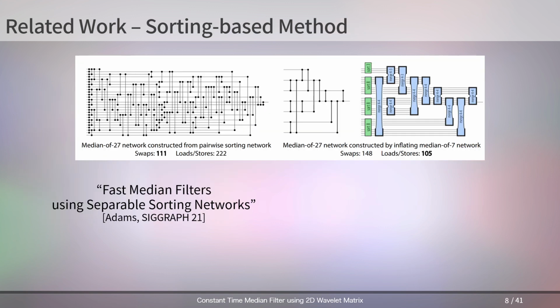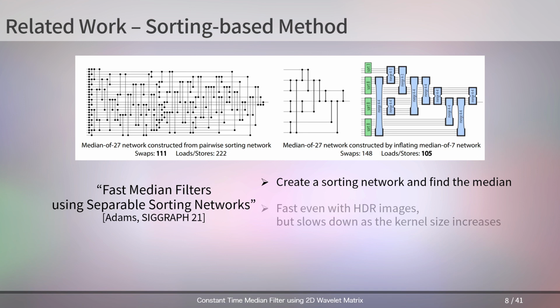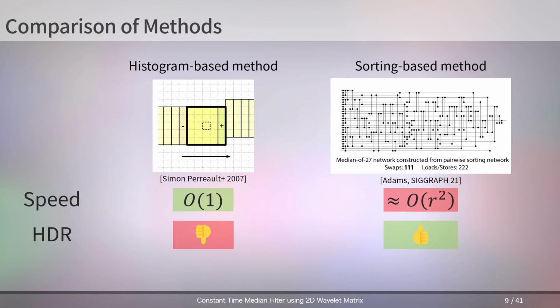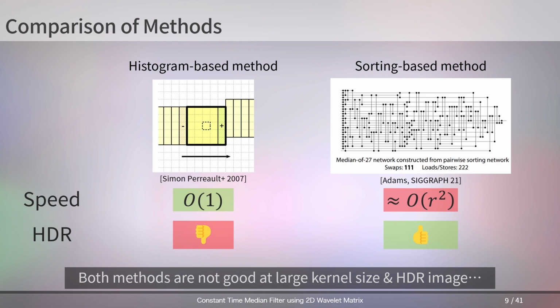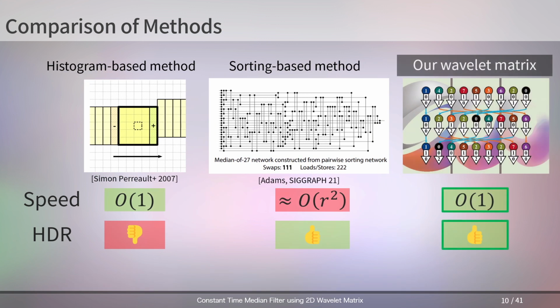Another existing approach is the sorting-based method. This method creates sorting networks and finds the median in parallel. It is fast even for HDR images, but becomes slower as the kernel size increases. Thus, the previous methods have been used according to kernel radius and whether HDR is used or not. However, there was no method that was fast enough for large kernel sizes and also supported HDR. In contrast, we propose a completely new constant time median filter method that also works for HDR. This would lead to the use of the sorting method for small kernel radii and the wavelet matrix method for medium to large kernel radii.